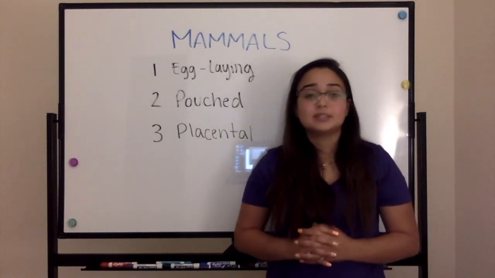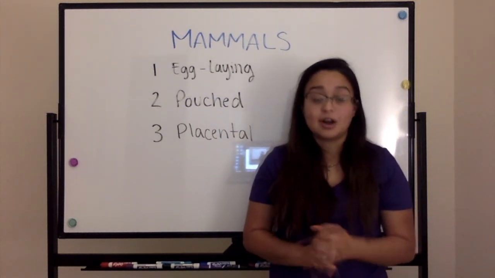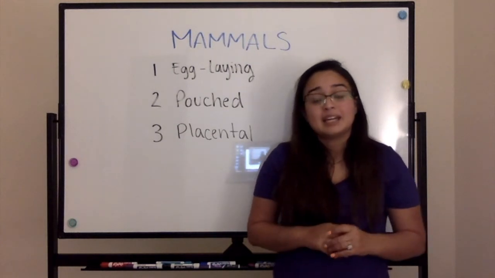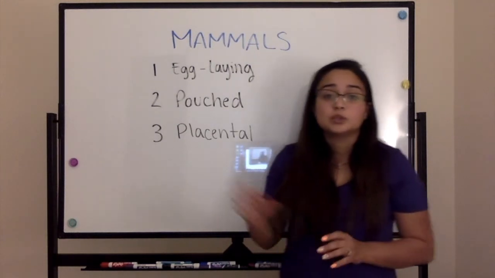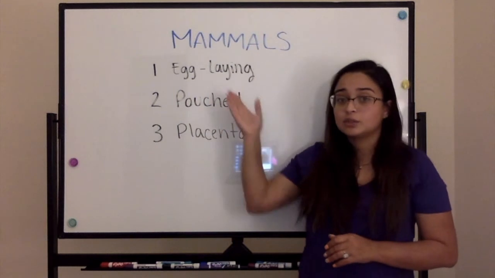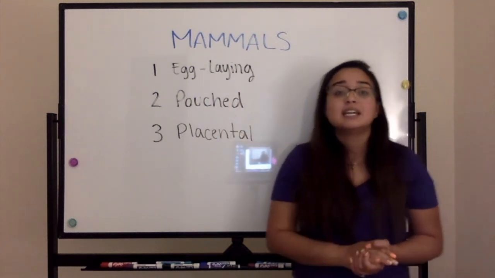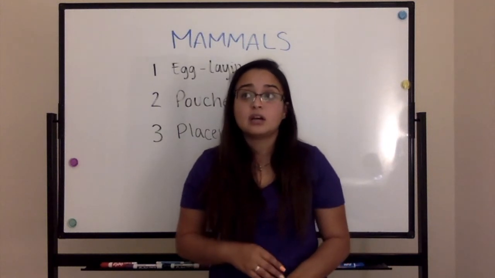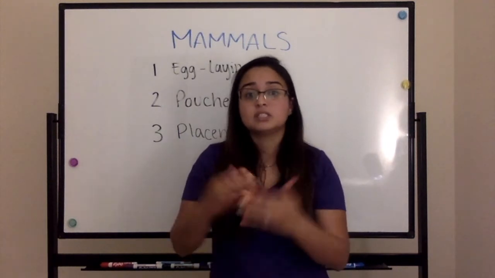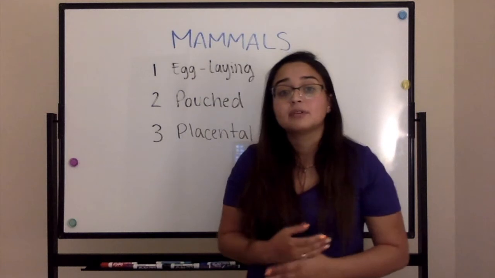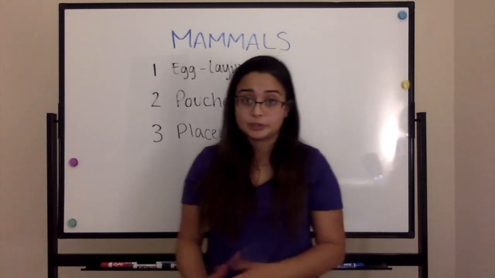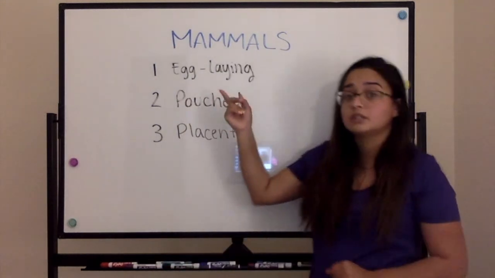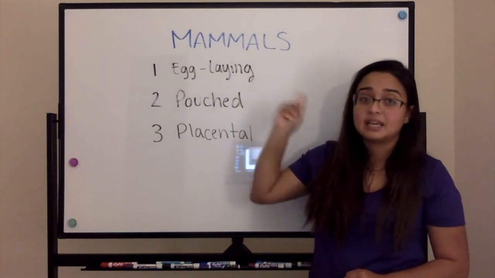Today we're going to continue our lesson on mammals, and we're actually going to see and talk about the three different groups that mammals are separated into. They are separated into these groups based off of how they reproduce. So first off, we're going to start with the egg-laying mammals.